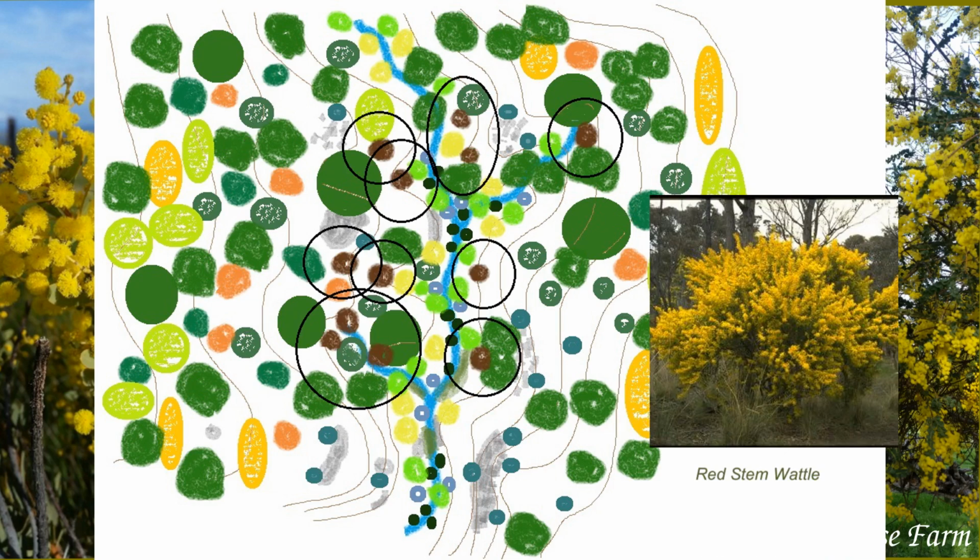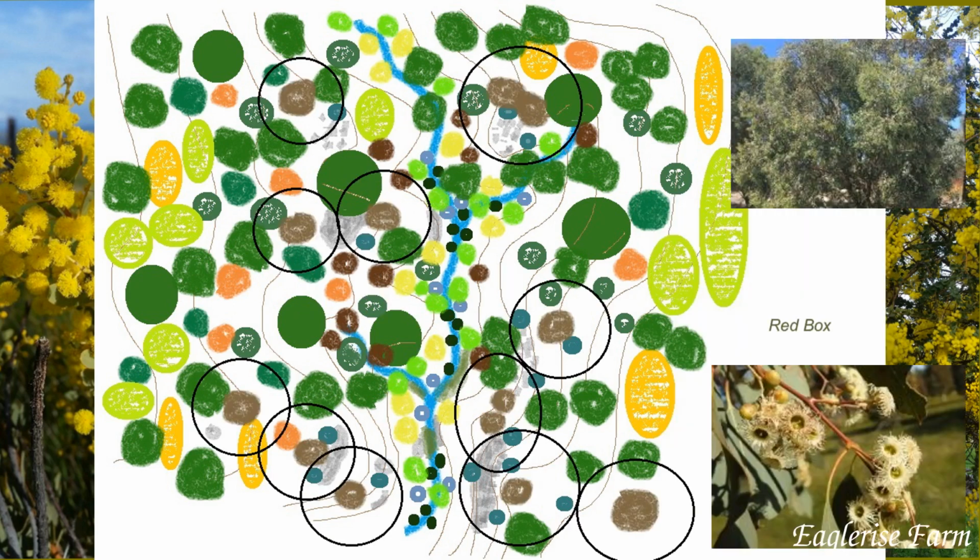Another acacia we have is a red stem wattle. It's sort of a small tree or really an upright shrub that grows to about 5 metres. And again, it's a valuable pollen source for a whole range of insects. It often grows in the drier soils, but can tolerate some inundation at times.